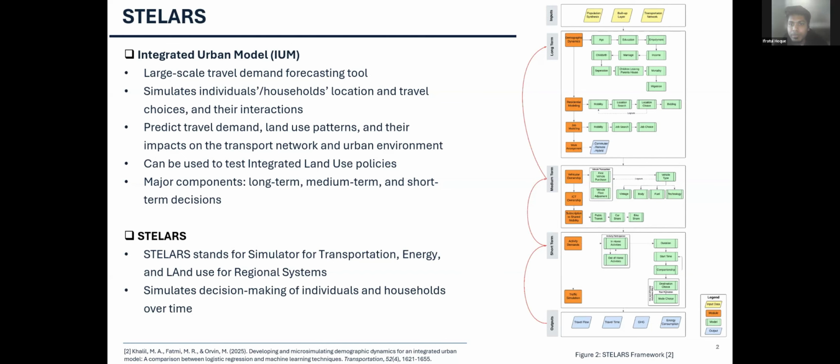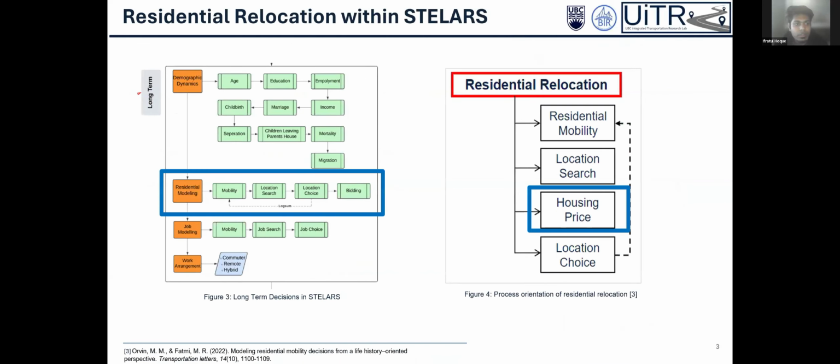But for this paper, I will be focusing on the long-term decision, particularly the residential modeling part, which has residential mobility, location search, housing price, and location choice. All of them are separate models. But this paper will discuss the transferability assessment of the housing price component of the residential relocation module.